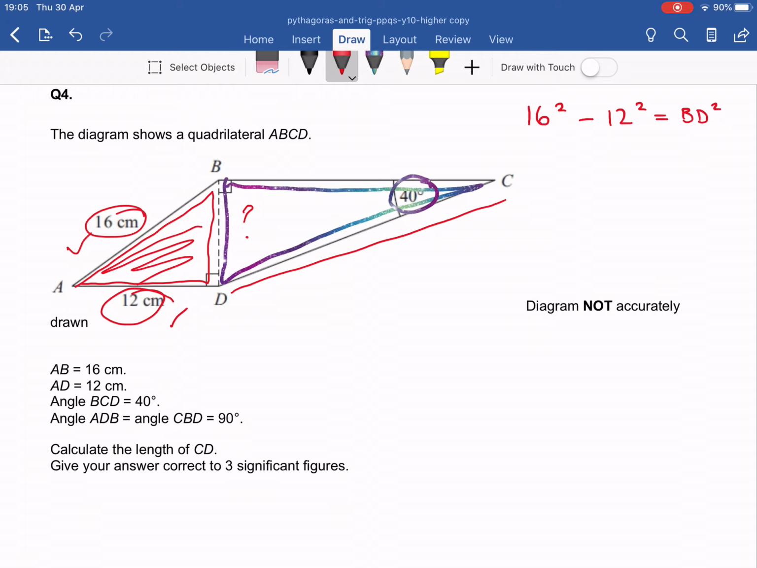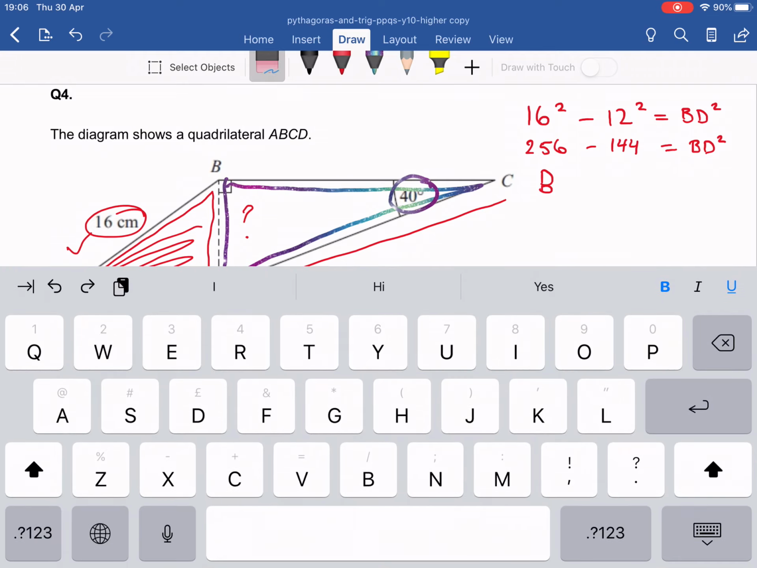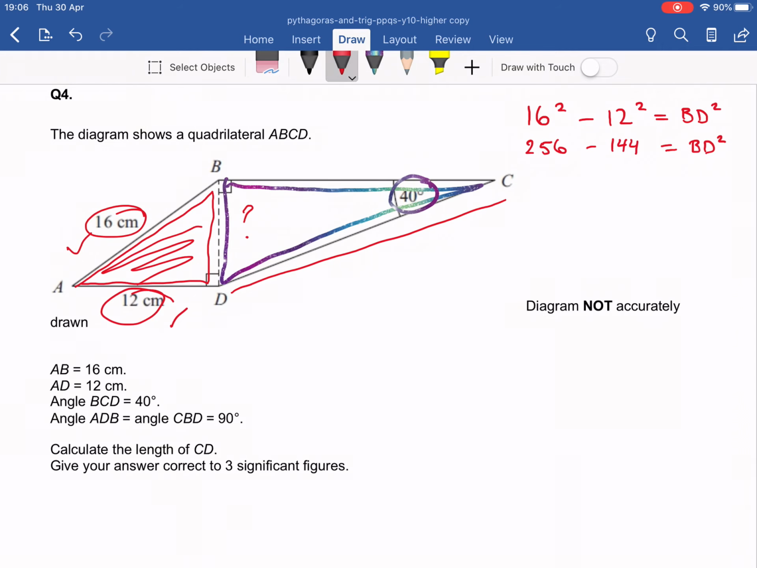I don't know my 16 times table, so I'm going to do 16 squared in my calculator, and that's 256. I know my 12 times tables, and that's 144. That's equal to BD squared. So I'm going to do 256 minus 144. That's 112. I'm sorry, I know you're all screaming at me to take that off and write it again, and I will. Okay, so it was 112, right? So BD squared equals 112. I have to square root at this point, so BD is the square root of 112.